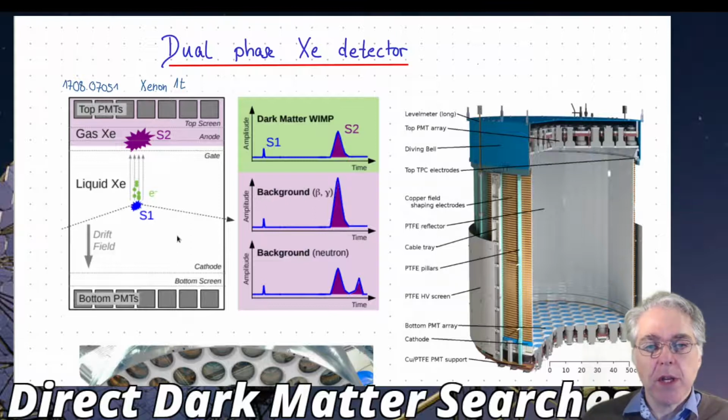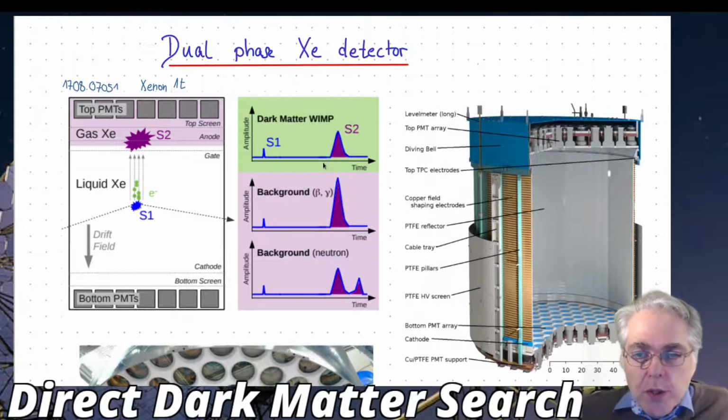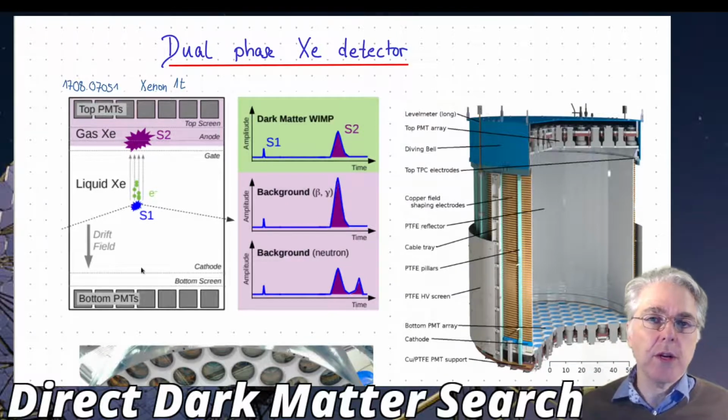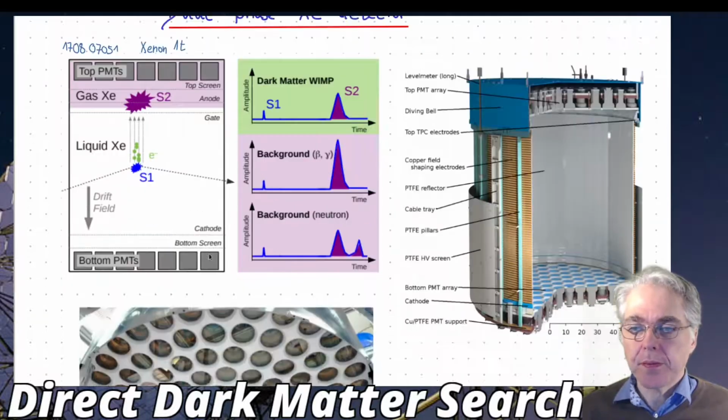So there's a number of observables, so amplitude, the time difference, that can be used to distinguish. And the reconstruction in spatial coordinates is very important to get rid of the events which are produced at the edges and which are very likely background events.